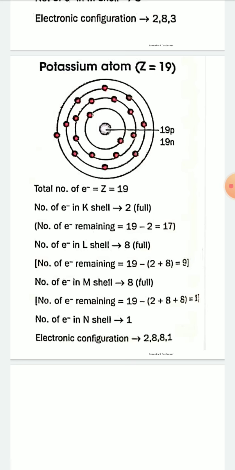Now the number of electrons in the M cell, that is the third cell, is 8. And now again count the remaining electrons. So 19 minus 2 plus 8 plus 8, that is equal to 1. So the remaining electron is 1. Now you have to give this remaining 1 electron in the N cell. So the electronic configuration of potassium is 2, 8, 8, 1.